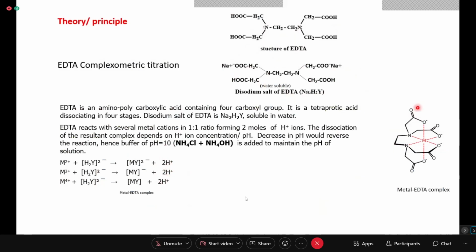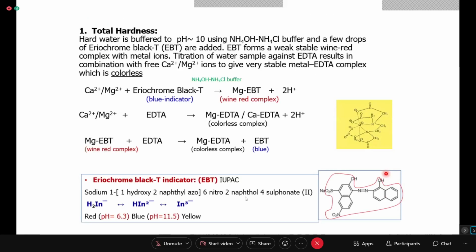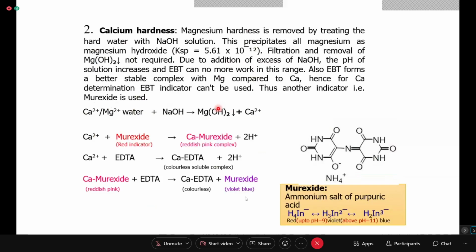Reactions and the metal EDTA complex can be drawn on the left hand side, and the indicator structure also can be drawn with pencil on the left hand side, so all the indicator part. But these things should be written on the right hand side in the theory part with pen. This part will come with pen, and the indicator part can be drawn with pencil on the left hand side.